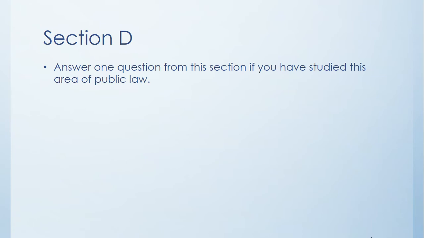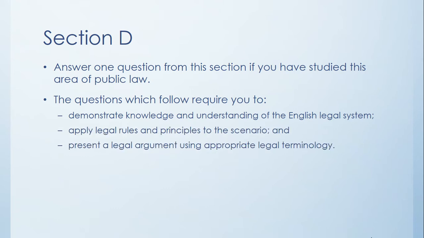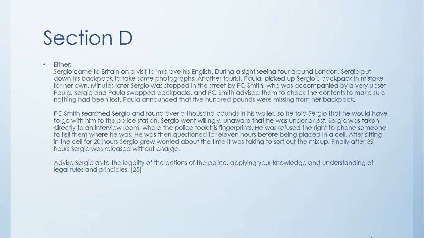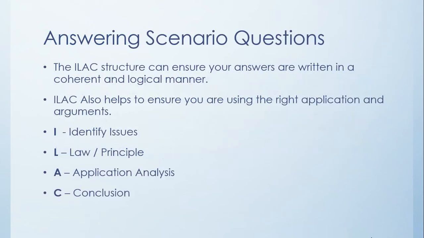And section D is human rights. Again, this is an area of public law, in which you will demonstrate your knowledge and understanding of the legal system. You'll apply legal rules and principles to a scenario, and you'll present a legal argument using appropriate legal terminology. And again, like every other section, you'll be given credit for the use of supporting case law and authority. Okay, and again, you'll read through the question very quickly and decide which you want to do. So this one is to do with police actions, or the next one is to do with criminal offences, but linking to human rights there.